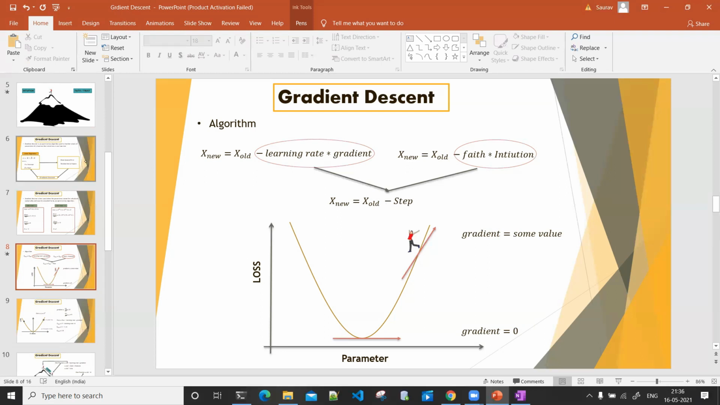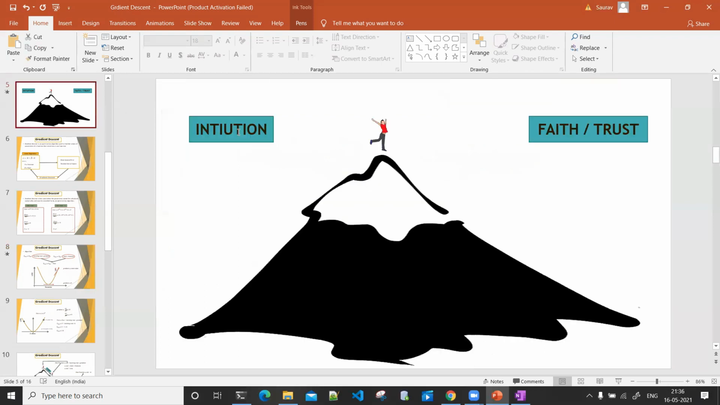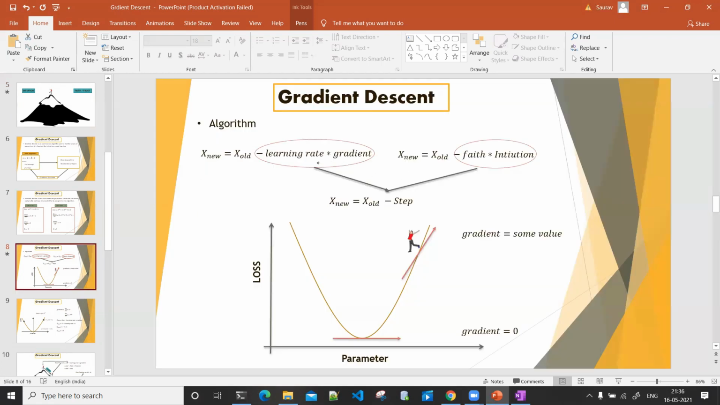So now, just like in the example I talked about, once you have the intuition and faith, you take the step. Similarly here, when you have the gradient and learning rate, you have the step, and if you subtract it from the previous position, you get the new position, and you keep on going. But once you reach here, the gradient at this position is going to be 0, because the slope is 0, or you can say the change in one quantity with respect to the other quantity is 0 at this place.